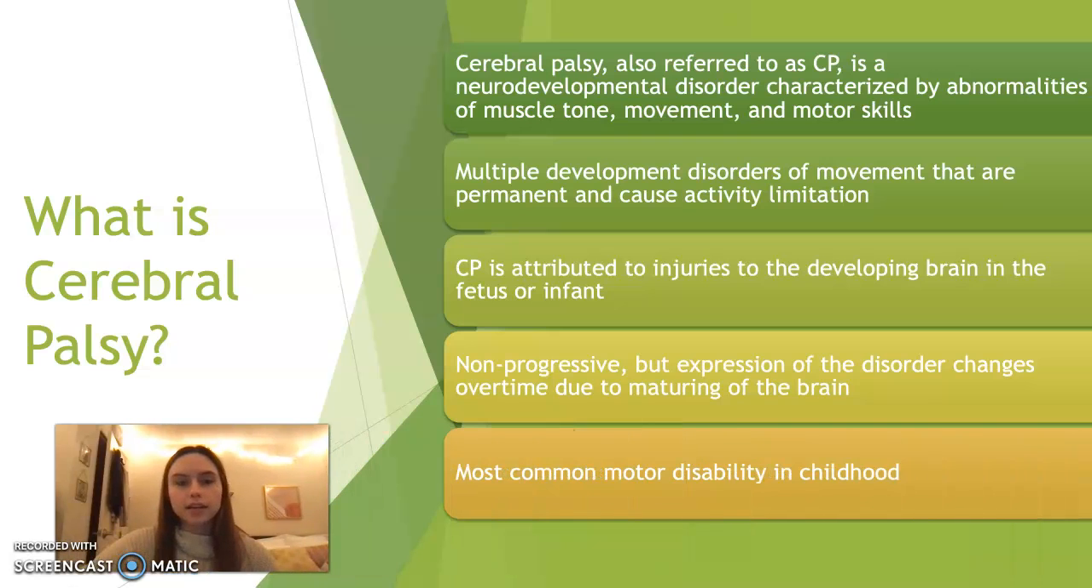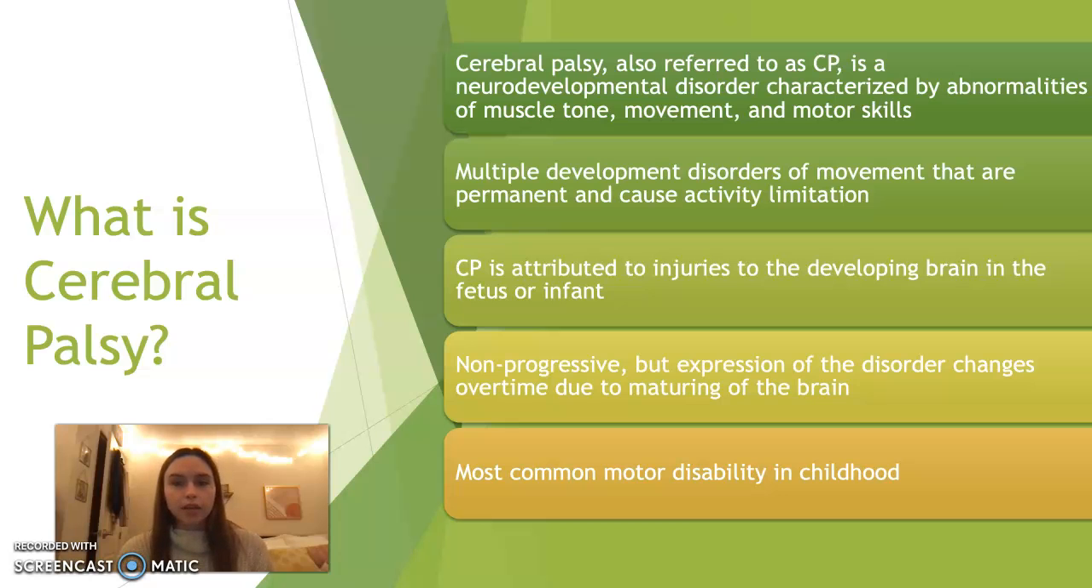So before I discuss the ins and outs of this disorder, I first want to discuss what is cerebral palsy. Cerebral palsy, which is also referred to as CP, is a neurodevelopmental disorder that's characterized by abnormalities regarding muscle tone, movement, and motor skills. CP is also known as multiple developmental disorders of movement that are permanent and cause activity limitation. CP is attributed to injuries to the developing brain in the fetus or in an infant.